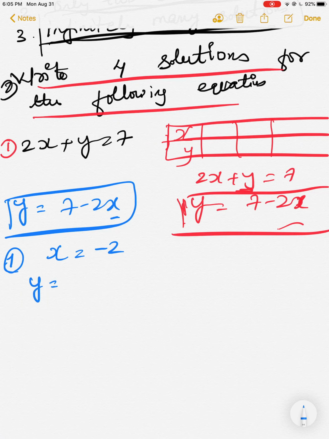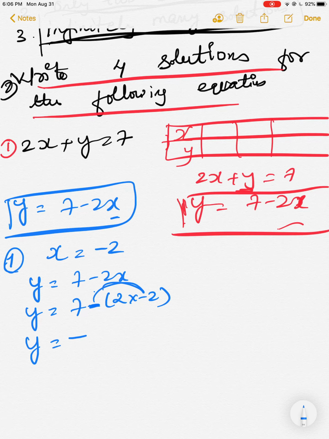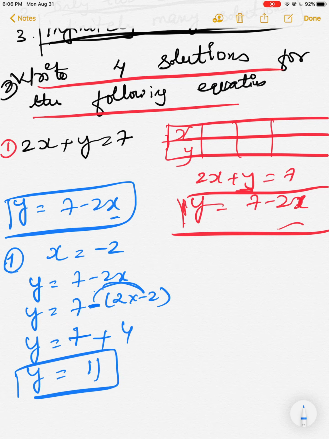So write the equation, y is equal to 7 minus 2 into minus 2. Here 1 and 2 minus signs are there, so it will become 7 plus, 2 twos are 4. Y is equal to 11. So here we have made one table. In that, x is minus 2 and the y value is 11. Second case, 4 values we have to find out. Let us take x is equal to 0.